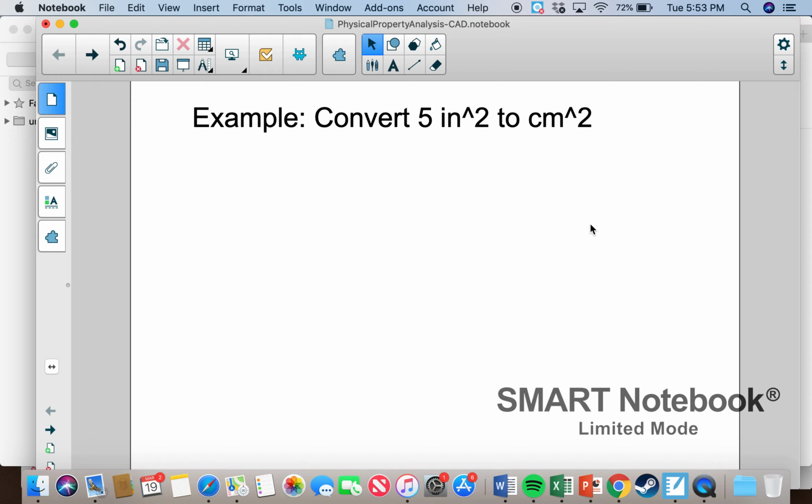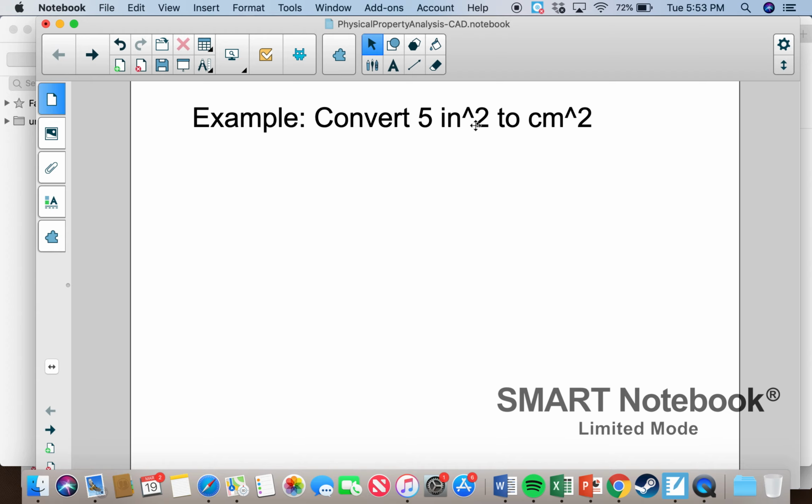Okay, in this video, we're going to go through an example of converting a value in inches squared to a value in centimeters squared. I know a lot of you have trouble with unit conversion, and it gets even a little bit more complicated when we're dealing with units raised to a certain power. So hopefully this video will help you guys out.